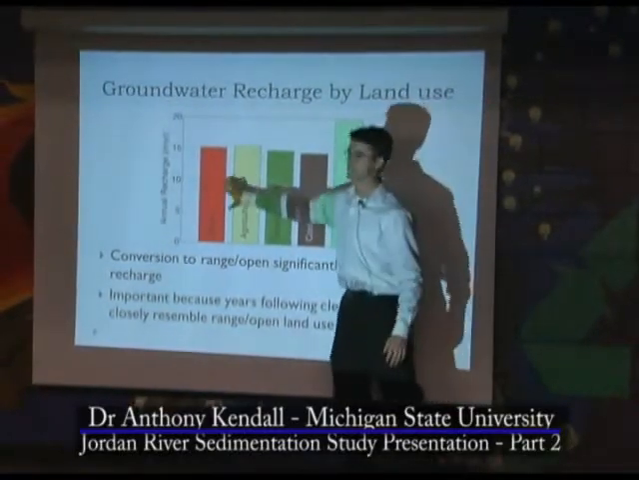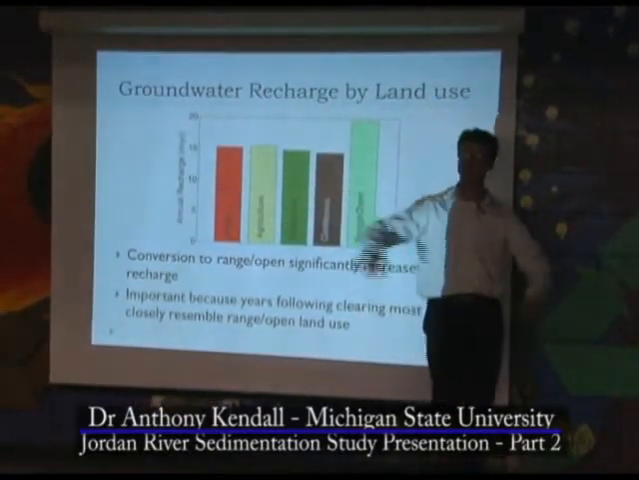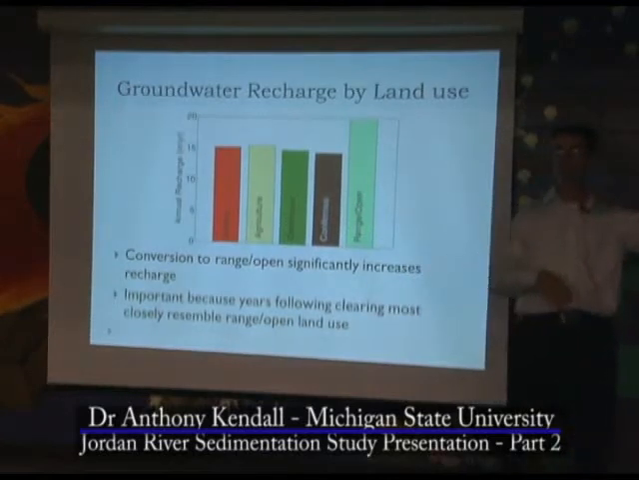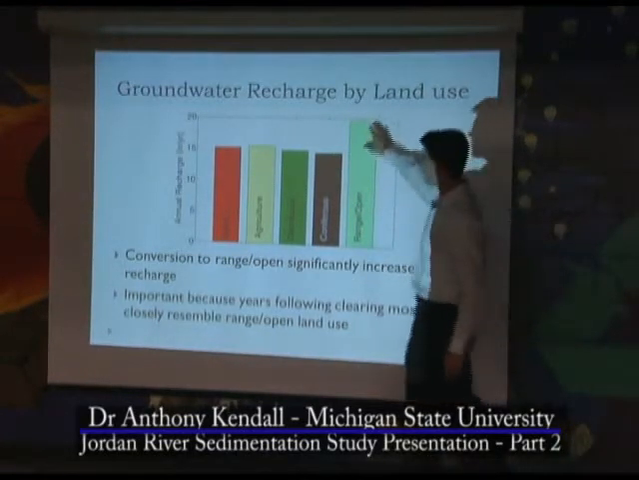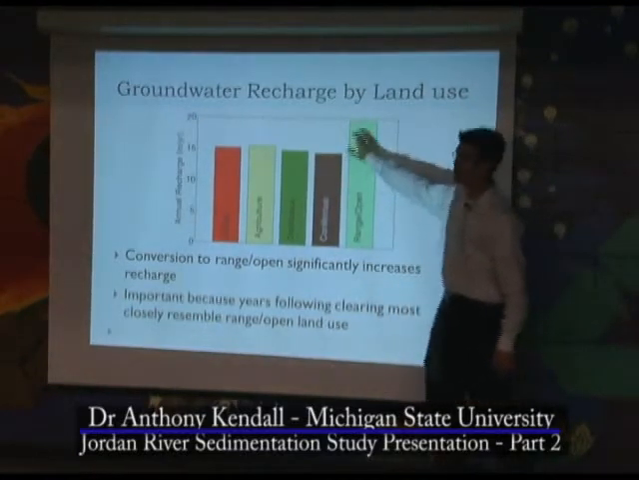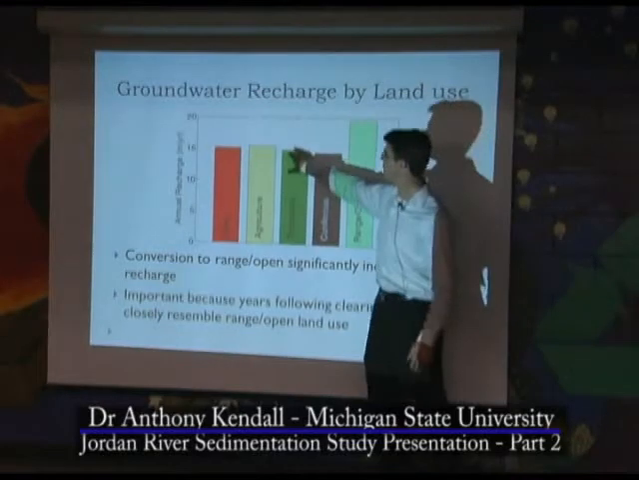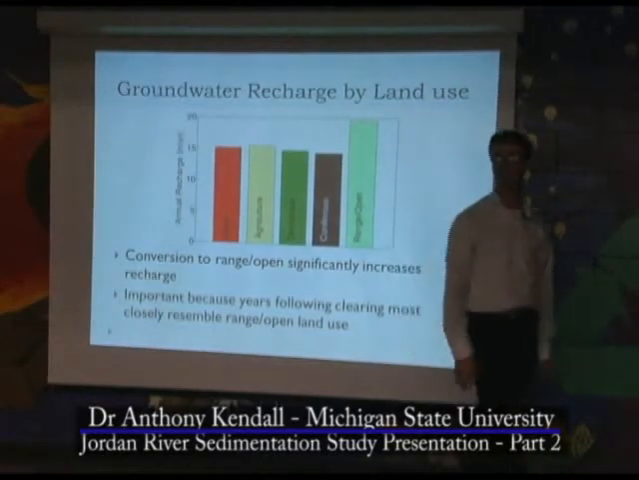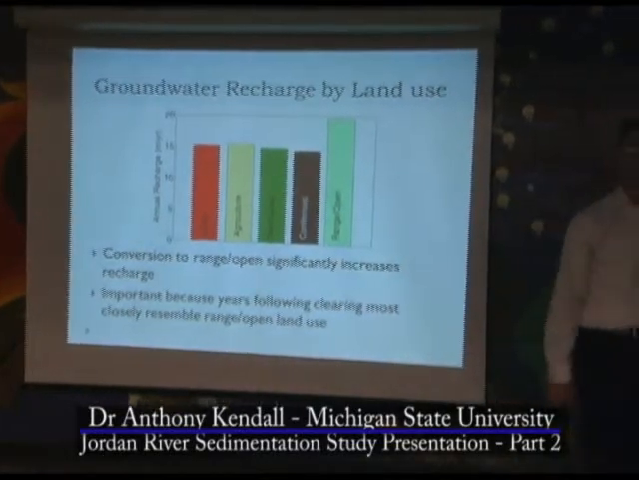If you went downstate, these relationships would all be different. They depend on the weather, the temperature, the soil type, the slope, everything. There's only one difference, and that's range and open land. And it's actually quite a difference. You go from 15 inches a year up to like 19 and a half inches a year. So it's something like a 30% increase.